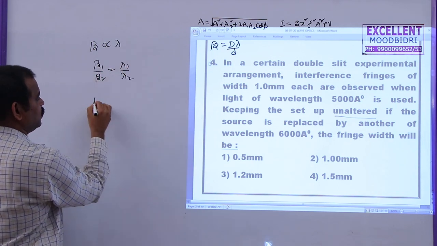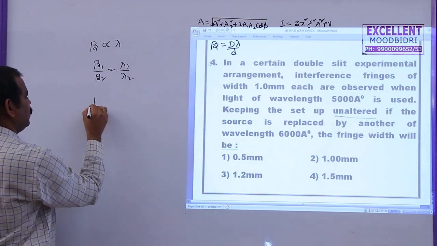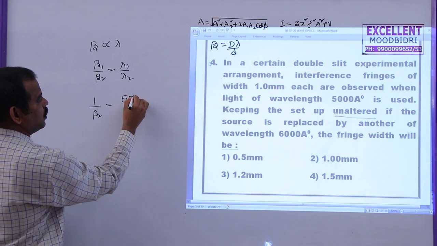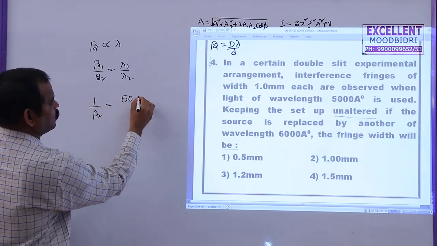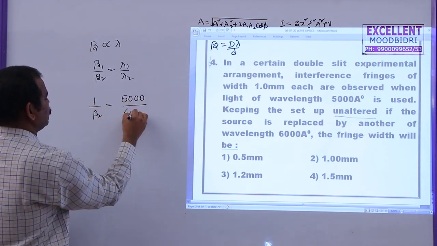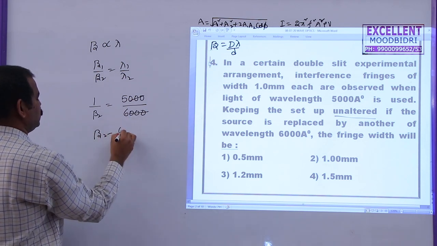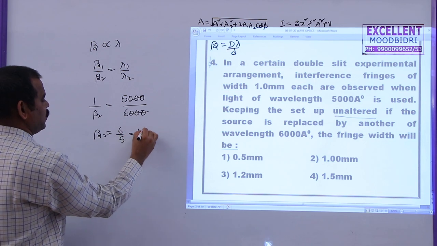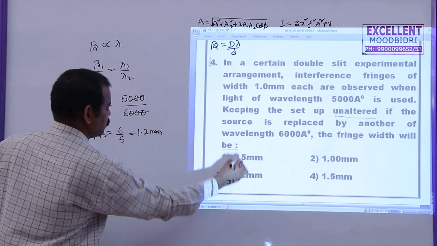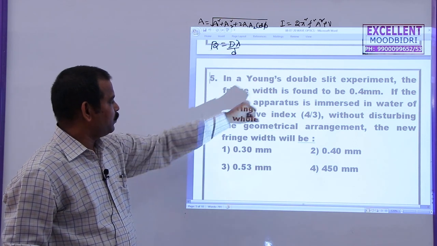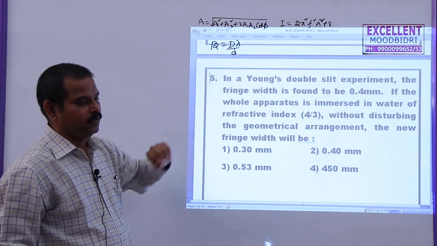In the first one, this is a width of 1 millimeter, by beta 2. Initially the wavelength is 5000 angstroms. After that it was 6000 angstroms. So beta 2 is equal to 6 by 5, that is 1.2 millimeter. So option 3 is correct. Fifth one. In Young's double slit experiment, the fringe width is found to be 0.4 mm.